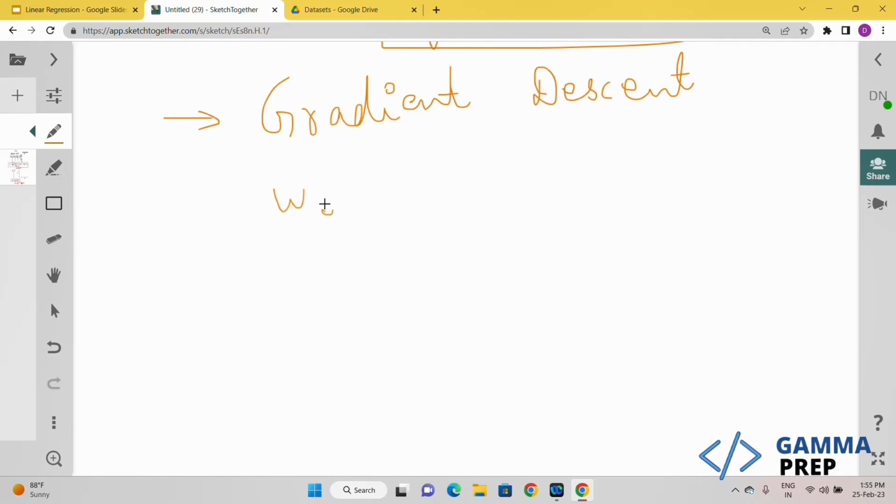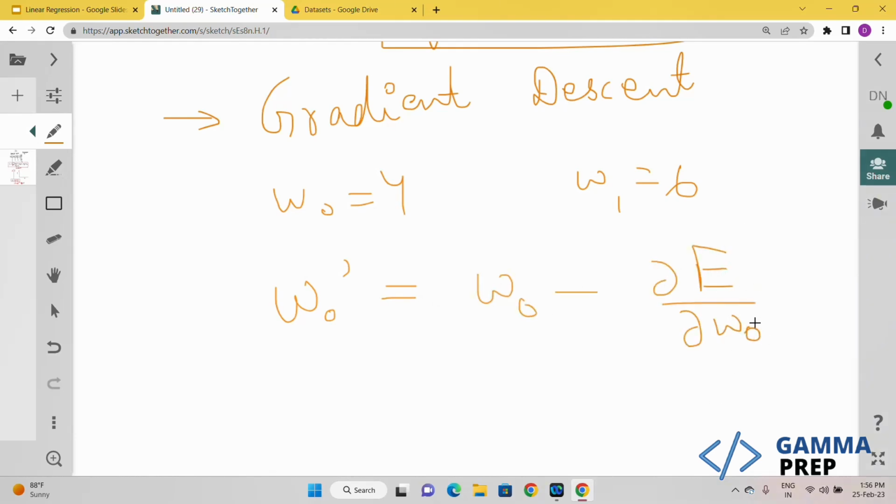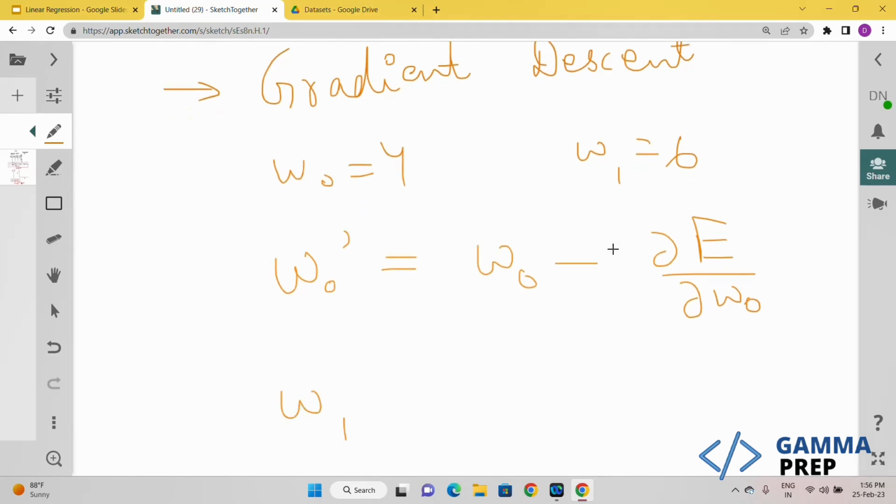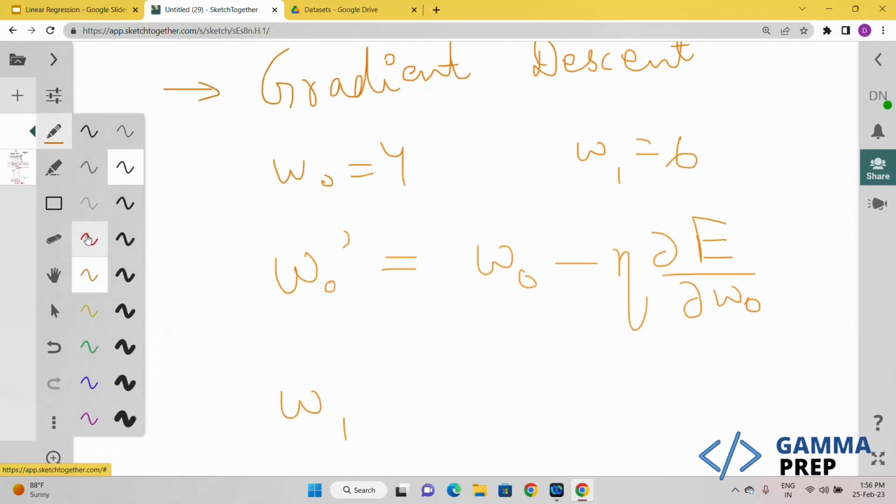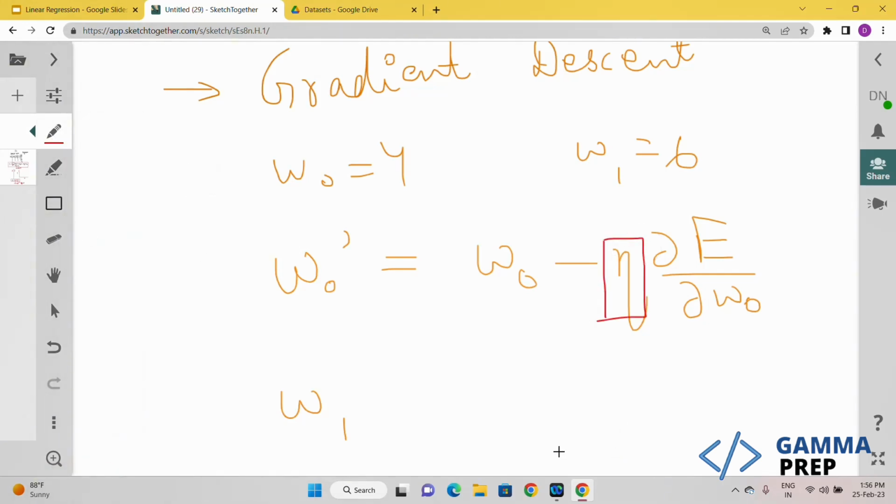We say, hey, we start off with W0 as 4 and W1 as, let's say, 6. Then we keep on updating our W0 and W1, for multiple iterations. How do we do the update? The new W0 becomes W0 minus dou E by dou W0, differentiating the error with respect to W0. And then here we have a learning rate also. I'll talk about this learning rate in some time. So we have W0 minus eta, which is called the learning rate, times dou E by dou W0.